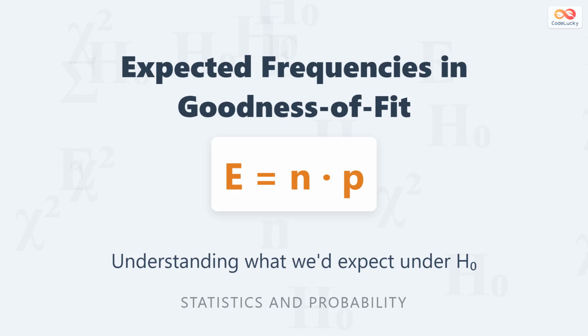Today, we are diving into expected frequencies in goodness of fit tests. Specifically, we will focus on the formula E equals n times p, which helps us understand what we would expect to happen if the null hypothesis is true.